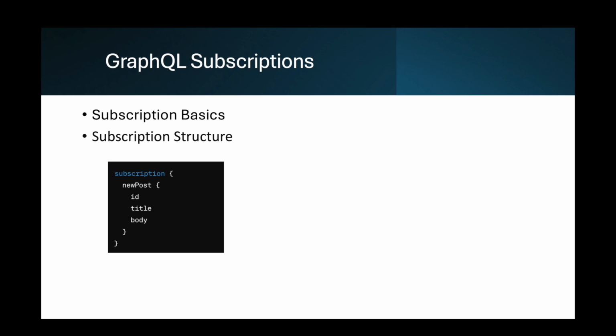For example, a simple GraphQL subscription might look something like this, where I have a subscription for newPost, ID, title, and body. So in this subscription, the client is subscribing to the newPost event, which represents the creation of a new post. The subscription specifies the fields ID, title, and body to be included in the response whenever a new post is created. So if I want to subscribe to new posts being created on a particular website or backend, every time a new post is created, I'll get that new post along with these parameters: ID, title, and body.